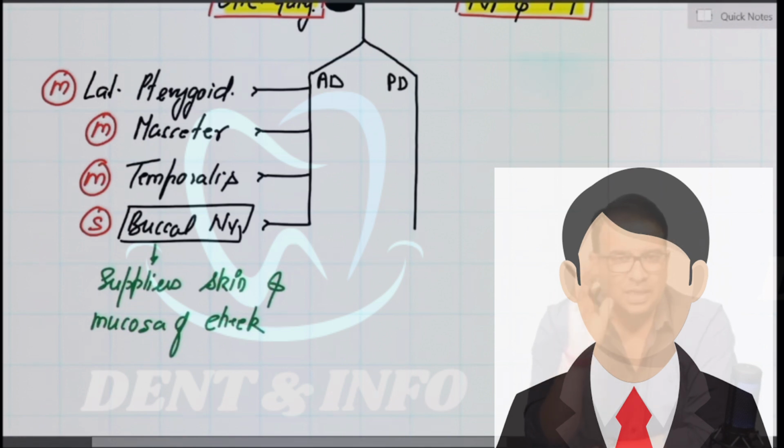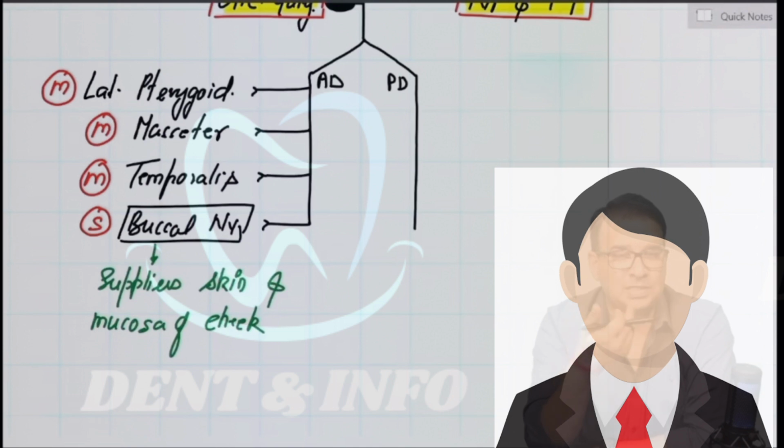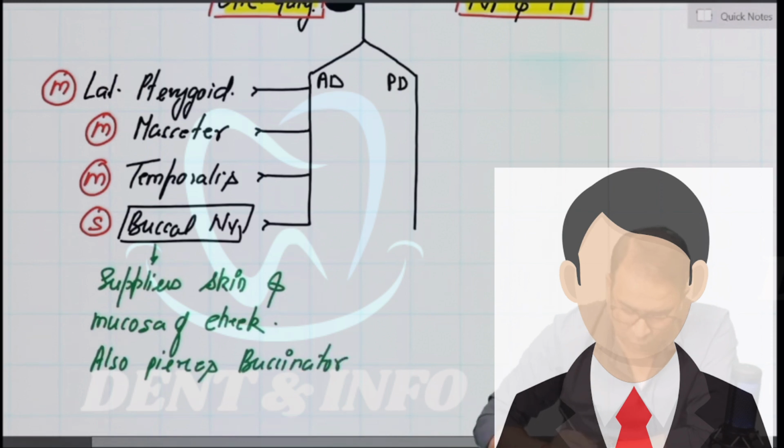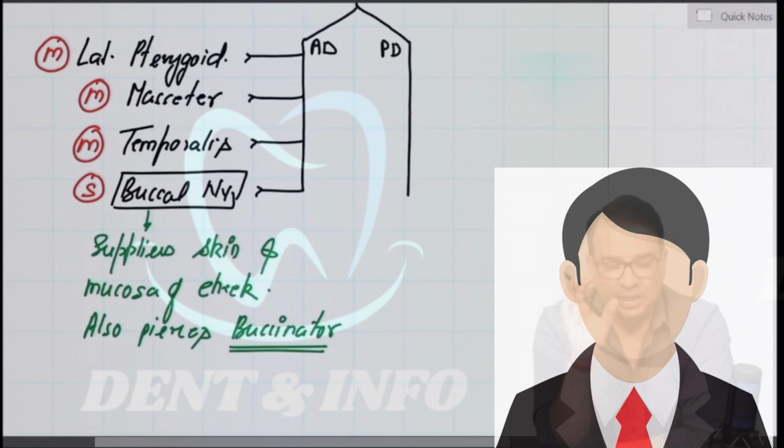A problem is that when you have to supply the skin as well as the mucosa of the cheek, you have to pierce the muscle in between. So that means it also pierces the buccinator muscle. But see, what makes it special? Piercing the buccinator doesn't make it special.